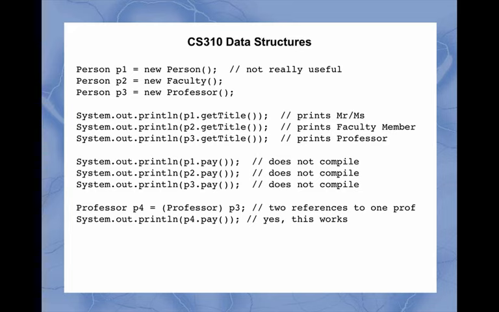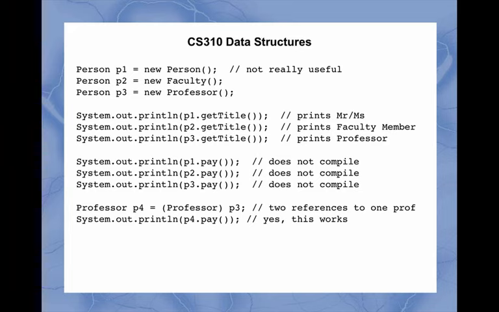So the main idea here that I want to call your attention to is that of polymorphism. And it turns out that this is actually the foundation for much of object-oriented programming and the foundation for generic programming that becomes really important in CS 310.